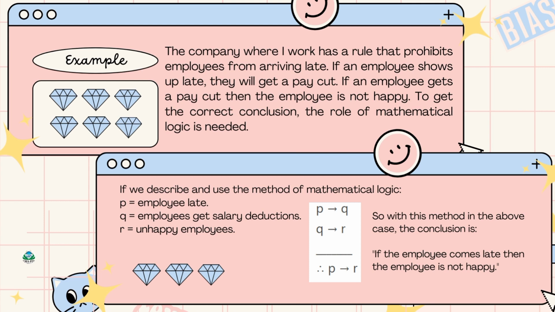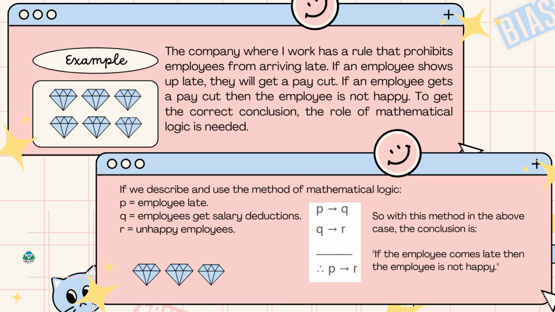So, if we describe it using the method of mathematical logic, P is the employee is late, Q is the employee gets salary deductions, R is the employee is unhappy. So, P implication Q, Q implication R becomes P implication R. The formula is the syllogism formula, which is part of how to draw conclusions with mathematical logic. Its characteristic is that there is more than one implication and they are interconnected. The implication itself is a statement that uses the words if and then.